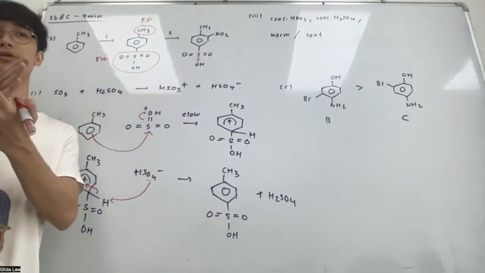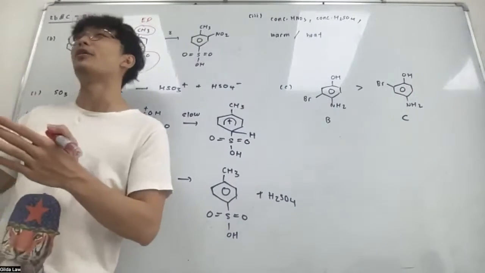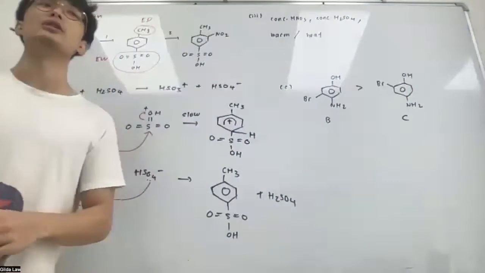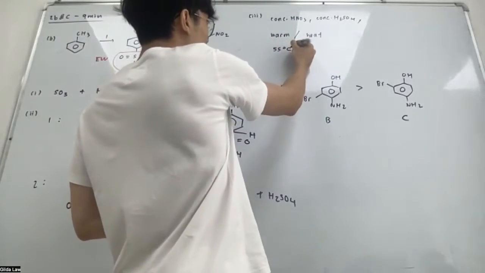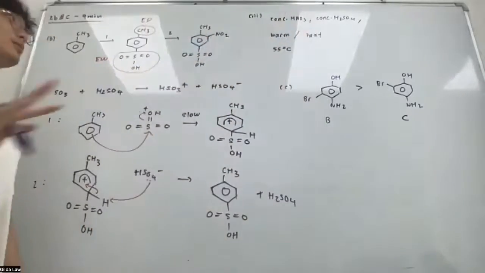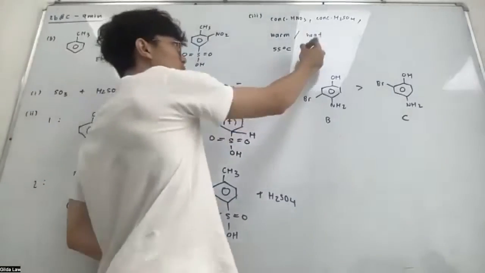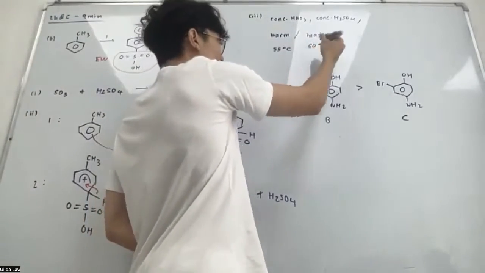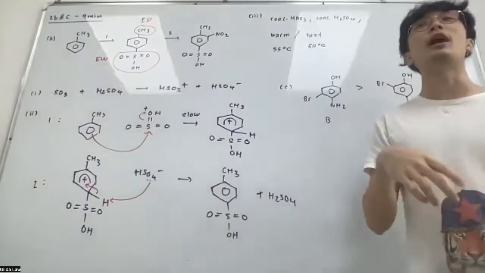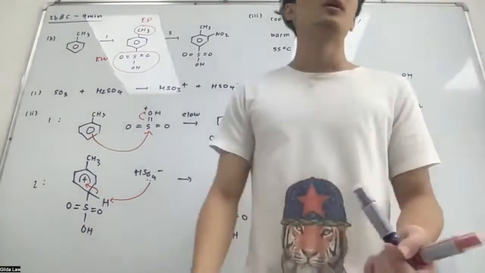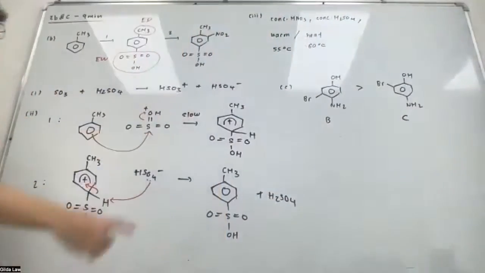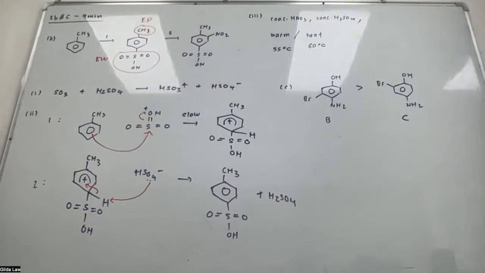And for your heat, if you put it too high, of course you might end up with multi-substitution. If you want to write numbers, warm is 55, room temperature is about 30, and for heat you just boost it up to 60 degrees. Just don't put something too ridiculous. If you put 100, definitely there will be multi-substitution, and you don't want that to happen. So for the conditions, activating and deactivating effects are quite important.